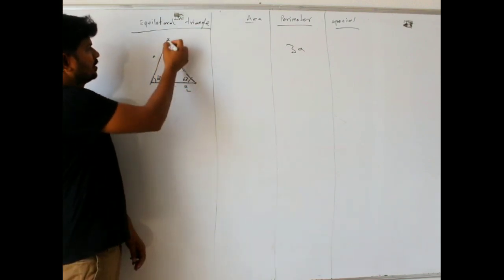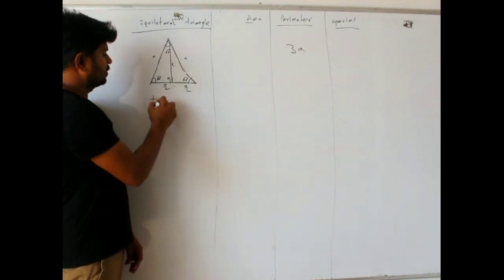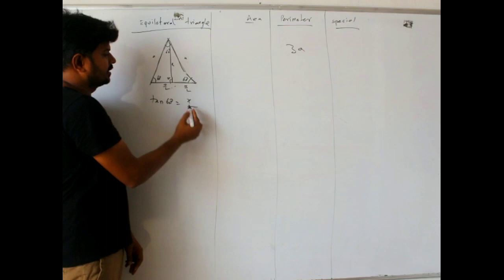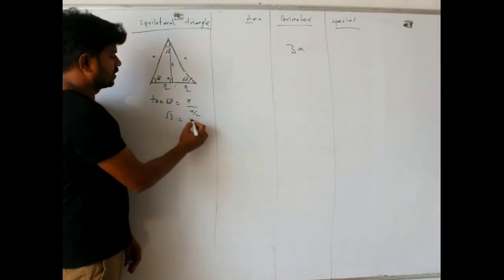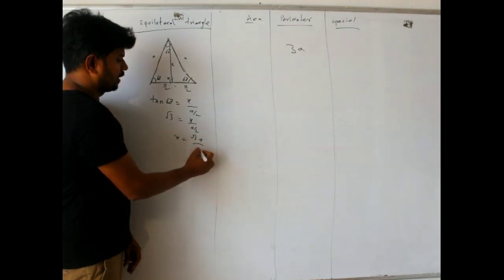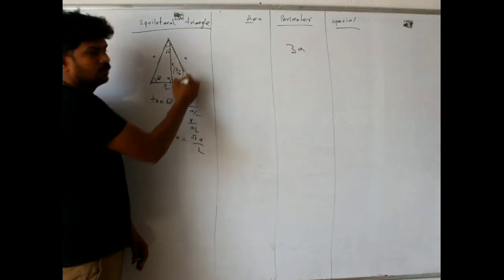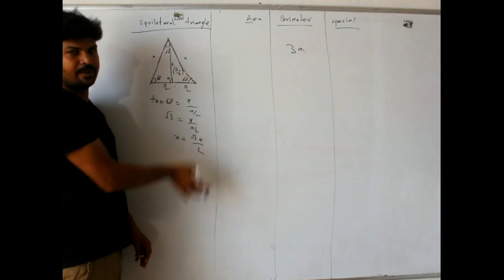Now apply trigonometry for this right angle triangle: tan 60 degrees is equal to opposite side x divided by adjacent side A by 2. What is tan 60 degrees? Root 3, which is equal to x divided by A by 2. What is x here? Root 3 A by 2, so the height here is nothing but root 3 A by 2. What is the base here? A. What is the height here? Root 3 A by 2.